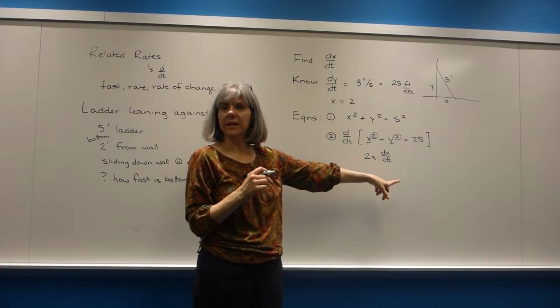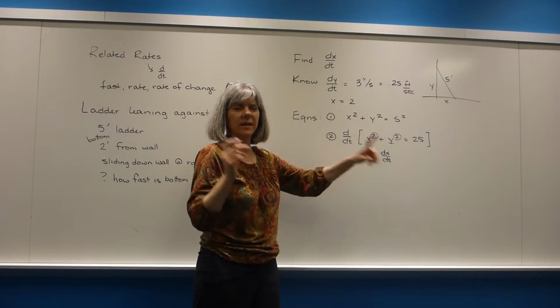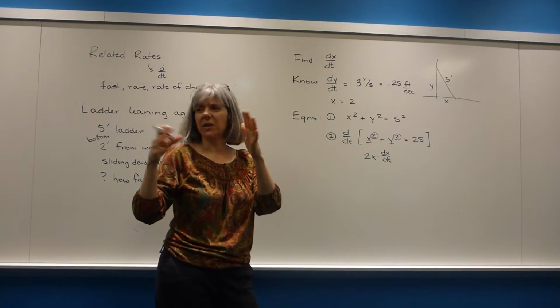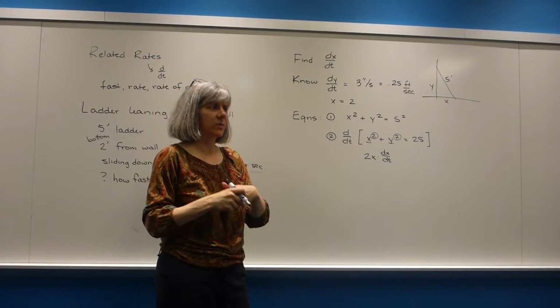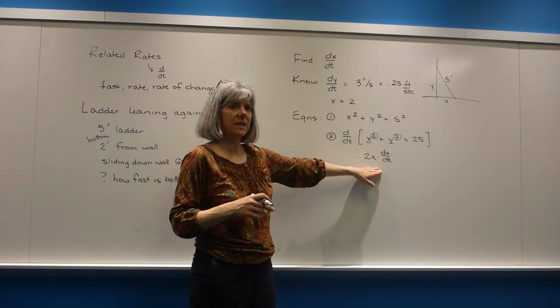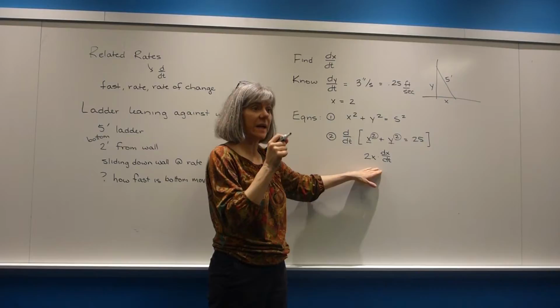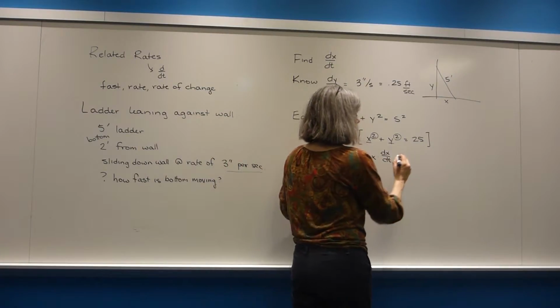I like to keep it as dx dt rather than x prime. For implicit differentiation, I go to the primes just because there's a lot of algebraic manipulation. Here I don't. I leave them dx dt's to remind myself that they're rates related to time. So what's the next one?